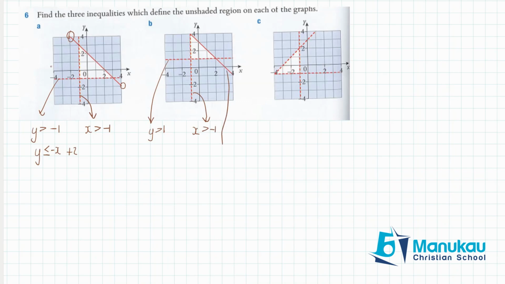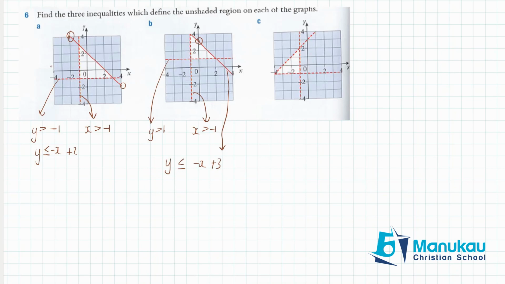This line here, let's have a think about that. We know it's a y equals mx plus c type line. It's going across one, down one, so it's a negative x, and the intercept is here at 3, and I want underneath, so once again it's going to be y is less than or equal to. I've got my equal to because the line is solid.